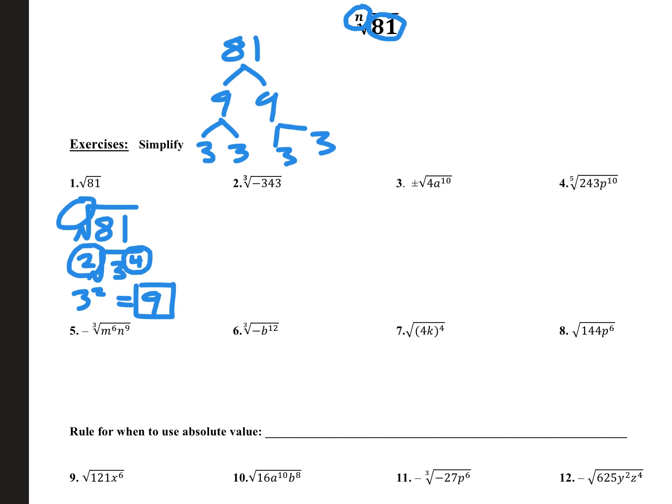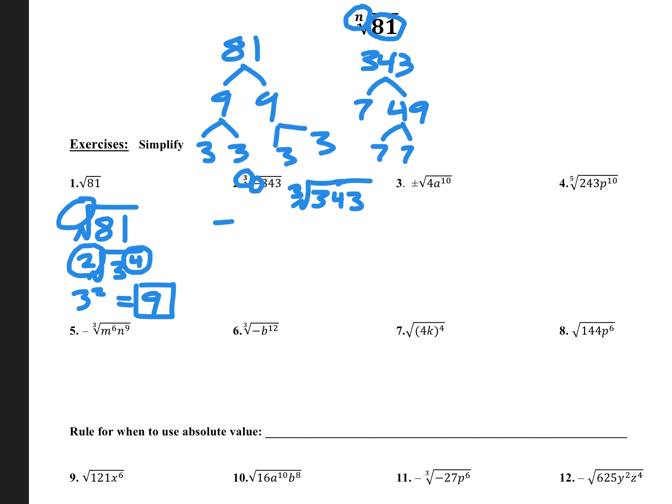Something else you should know: whenever you have a negative with an odd index, your answer is just going to be negative, and then you can worry about simplifying the rest on its own. So the cube root of 343, if you did a tree diagram for 343, you would end up with 7 times 7 times 7. Again, you don't have to do all this. I want you to see the process.